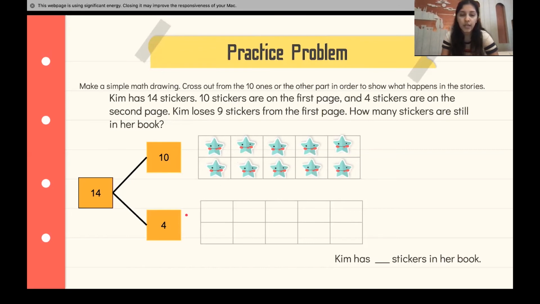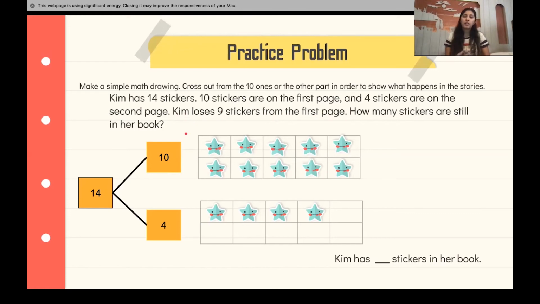Now let's go ahead and show the 4 stickers on the second page. Ready? 1, 2, 3, 4. So we have the 4 stickers on the second page. Now let's read what it says right here. Kim loses 9 stickers from the first page. How many stickers are there still in the book?